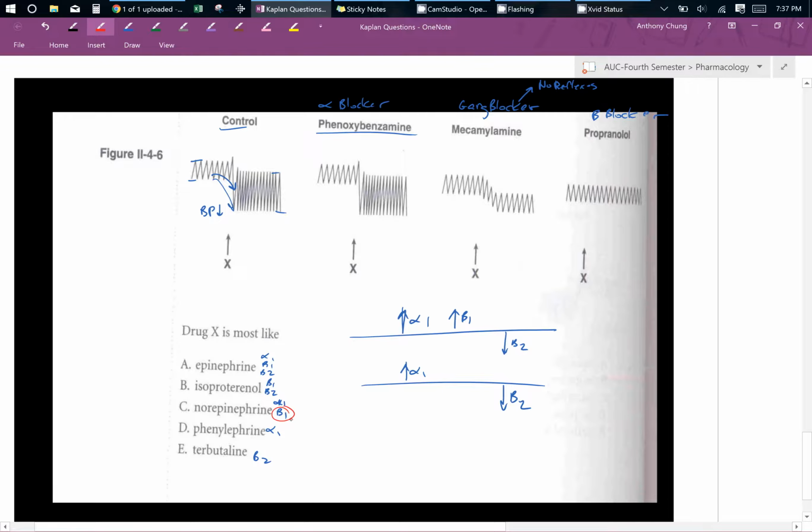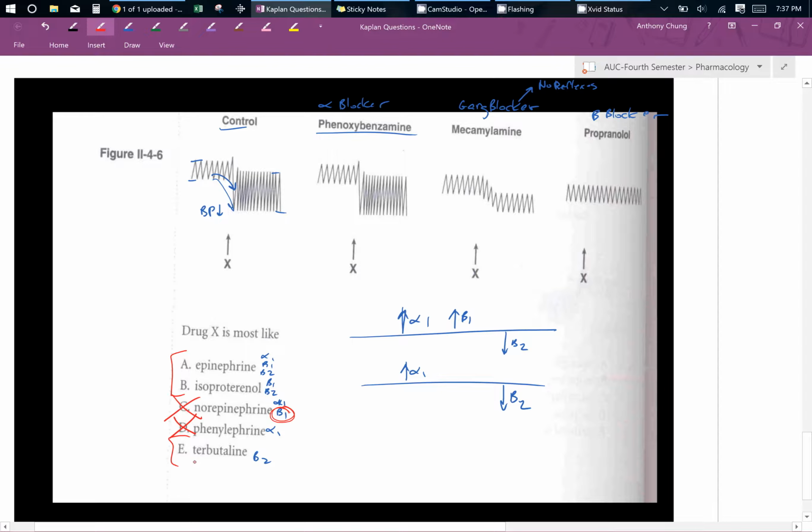Oh no, it has a beta 1, no beta 2. Norepinephrine cannot be an answer. This is because beta 2 is the only one that can decrease your blood pressure. Phenylephrine is only alpha 1. It can only increase your blood pressure, so it can't be phenylephrine. So the only ones that could possibly be it are epinephrine, isoproterenol, and terbutaline.